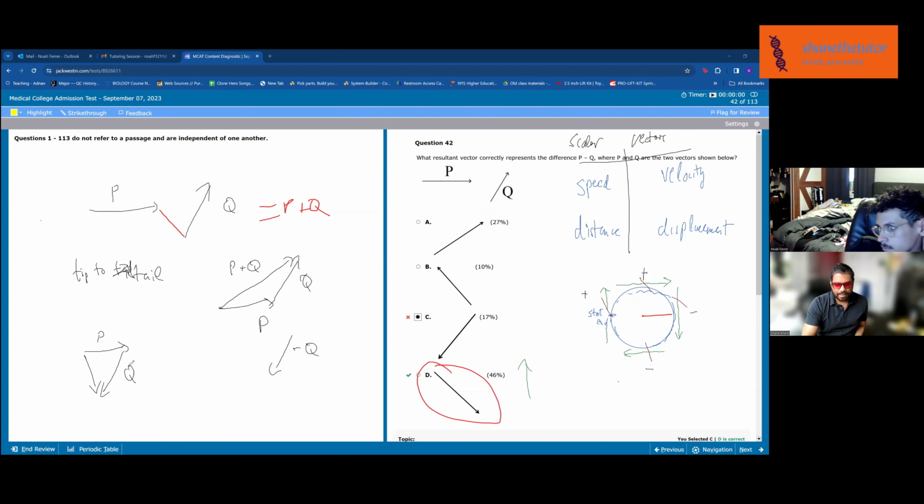Just like this is P plus Q, I'll actually write P minus Q for that one. You can see that this is P, and at the tip of P, I put the tail of Q. And then you connect the tail of P to the tip of Q to get your resultant vector.